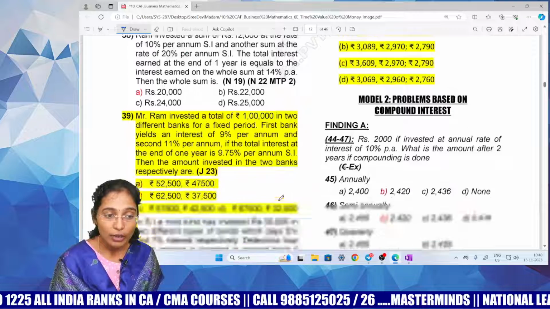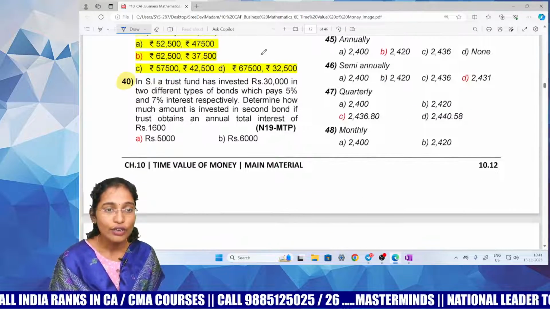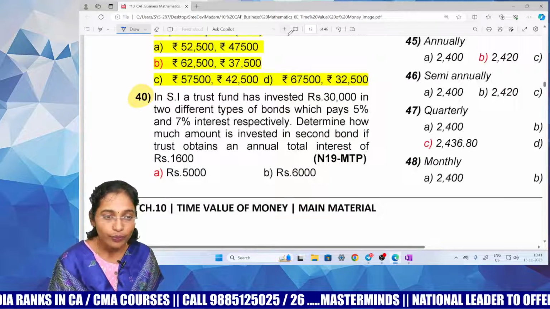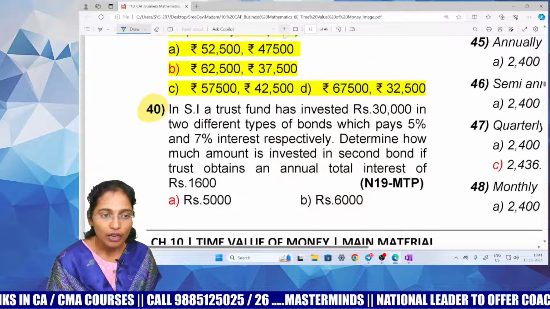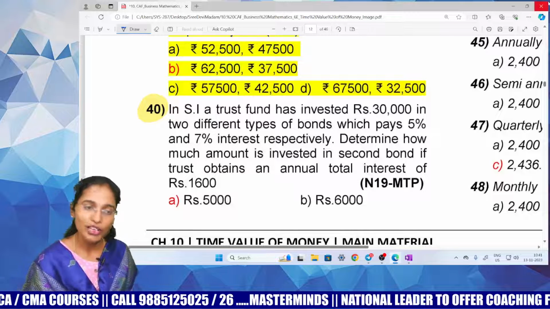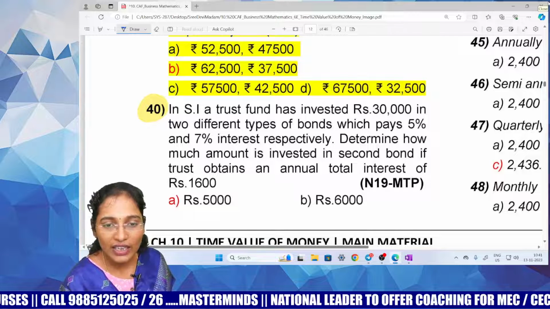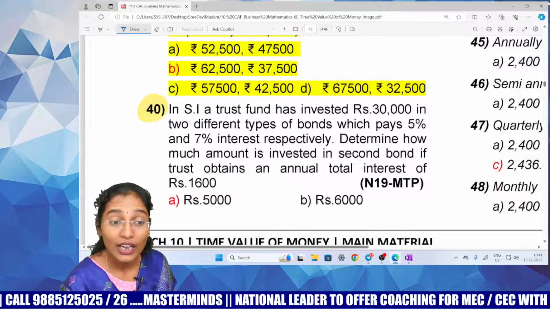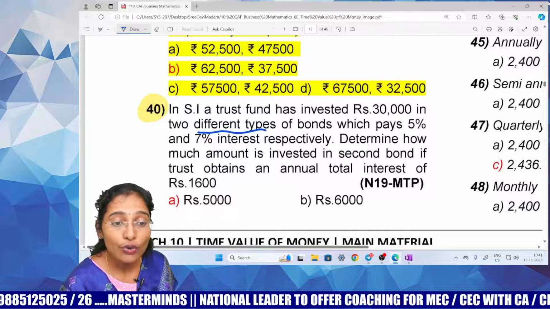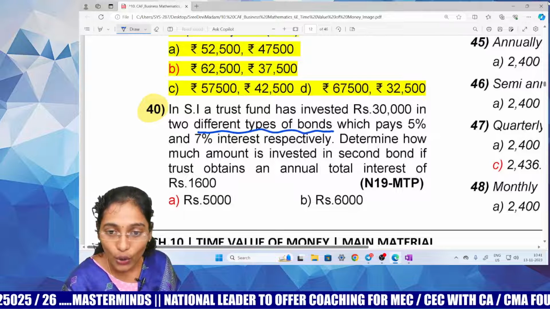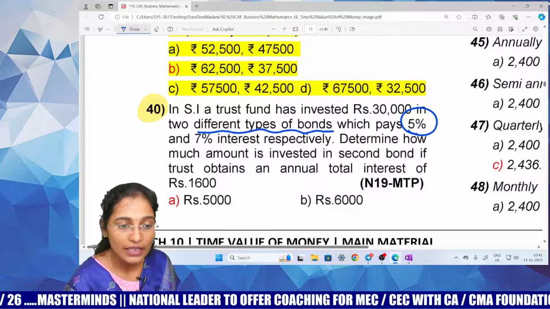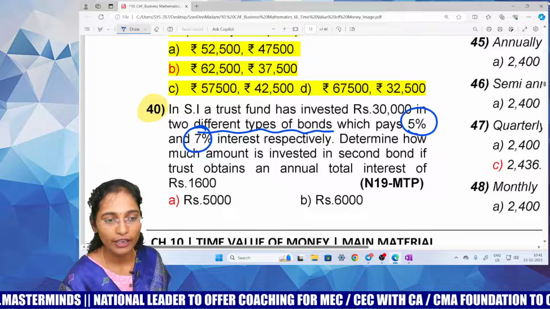Okay, so let me show you the next question, guys. Here I wish to take question number 40. Look at the importance of 40. In simple interest, a trust fund has invested 30,000 in two different types of bonds, which pay 5% and 7% interest respectively.